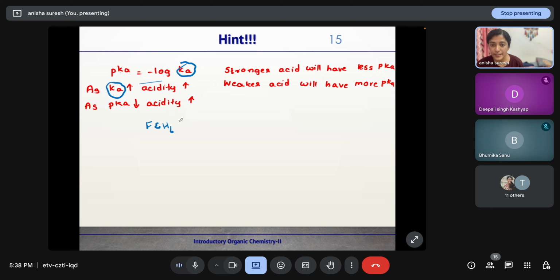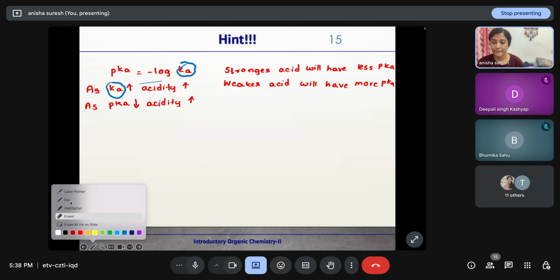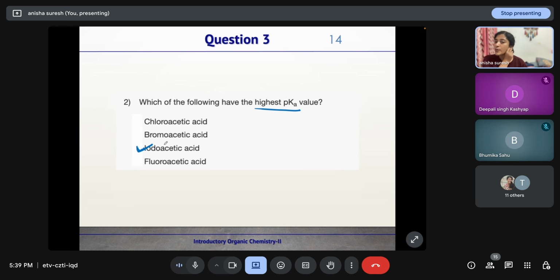So if we are having FCH2COOH, and Br, so I will explain, that will be better. In the case of FCH2COOH, we will have the conjugate base formed. So the conjugate base will be FCH2COO minus, right?